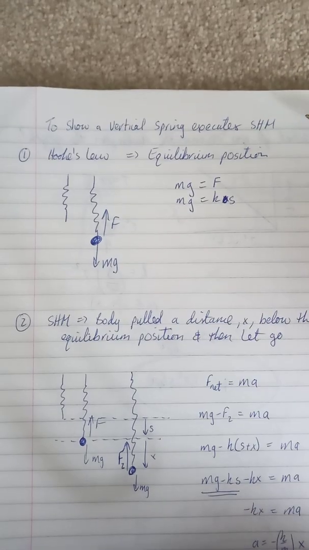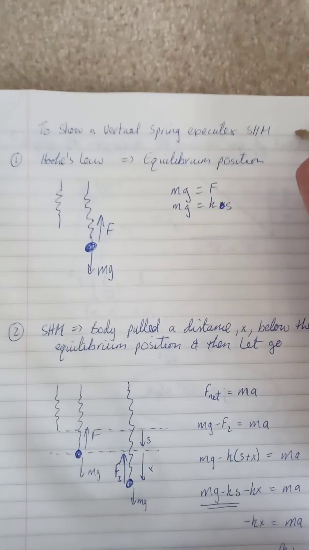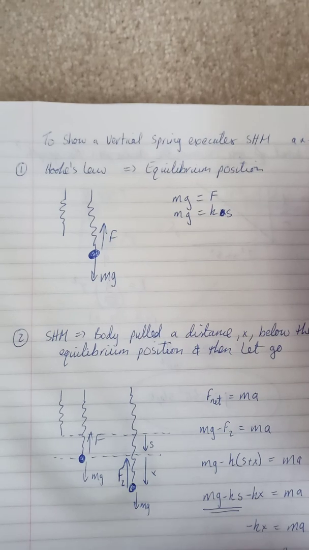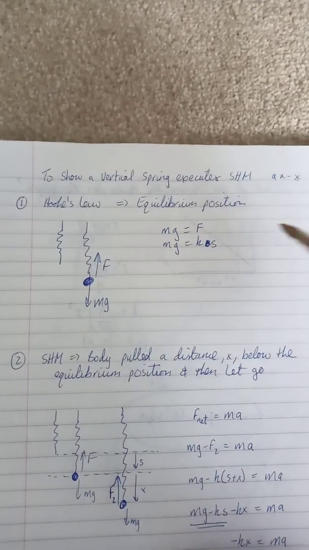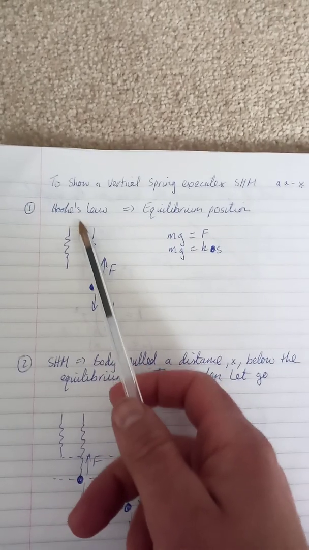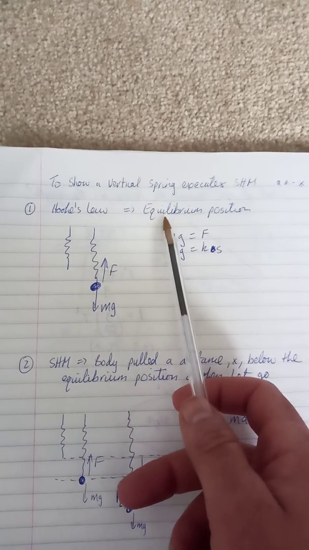To show a body executes simple harmonic motion, you need to show that its acceleration is proportional to minus its displacement from the equilibrium position. Now, the derivation for it is this. The first thing you need to do is look at Hooke's law, and that's the equilibrium position.